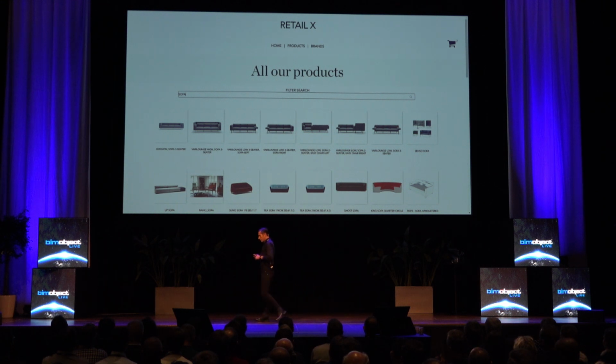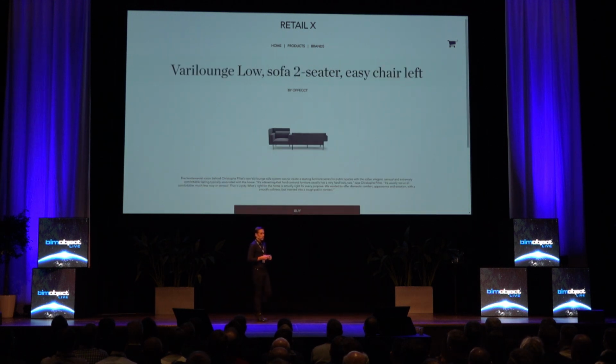As you can see here, there's been a search that's been initiated, and it's for sofas. We're getting back all of the results. And in this case, it's an effect sofa. And the image and all of the text that you see wrapped in this design is coming directly via the API, so that information is being channeled. So if something were to change on the single source of truth, so on the BIMobject platform on this product page, it would be changed on Retail X as well.